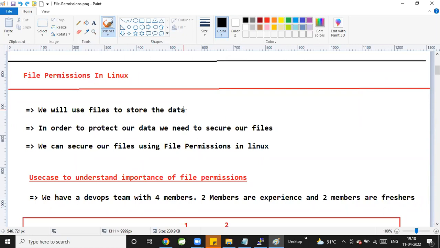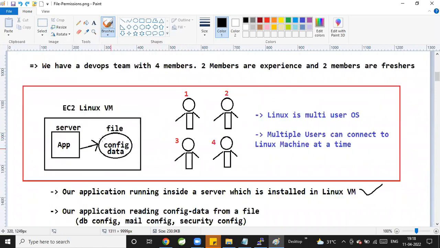I have my application running on an EC2 machine. I have taken one EC2 machine. In that EC2 machine, I have a Linux operating system. In the Linux operating system, my project is running. For my project, there is a configuration file. All the application related configuration is available in the config file. Now, this is a Linux machine. A Linux machine is a multi-user operating system. That means multiple users can connect to this machine and perform operations on the machine.